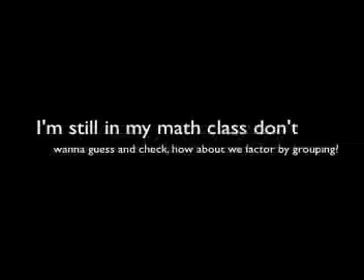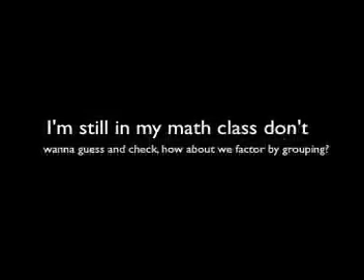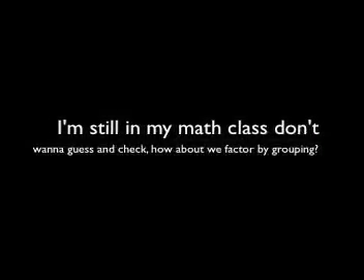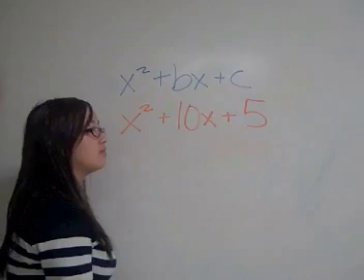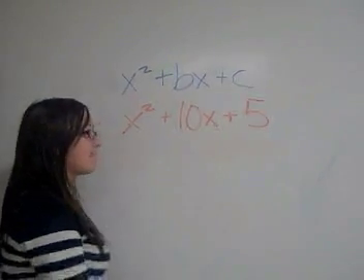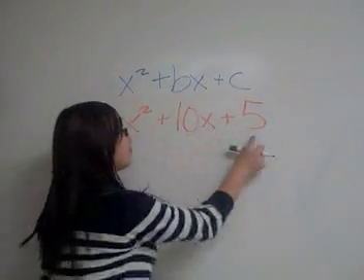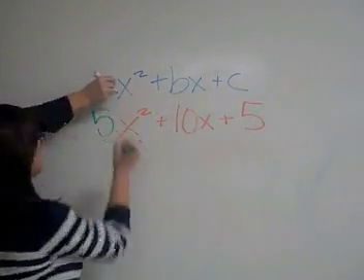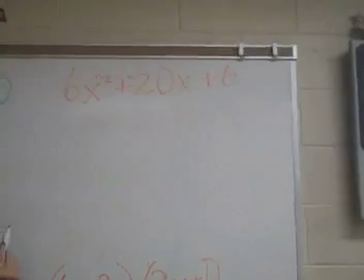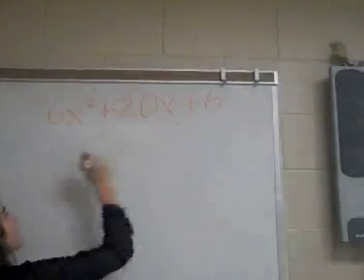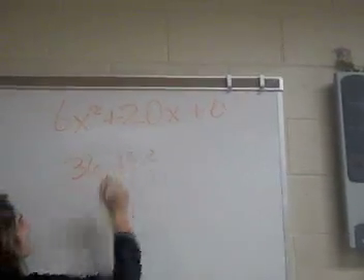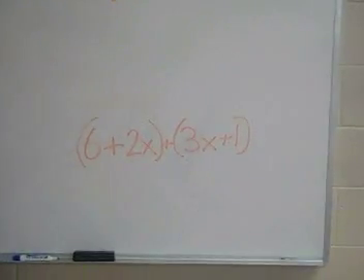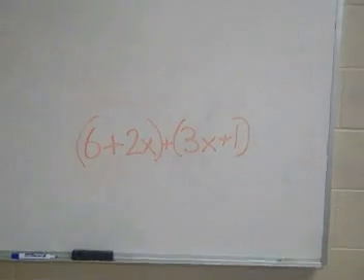Math class, don't wanna guess and check. How about we factor by grouping? You start out the same way, factors of c that add up to b. Now we're also adding a. For a trinomial, multiply a and c. Find the factors that add up to b. Factor out GCF, put in parentheses. Do the same for 4-term polynomials.